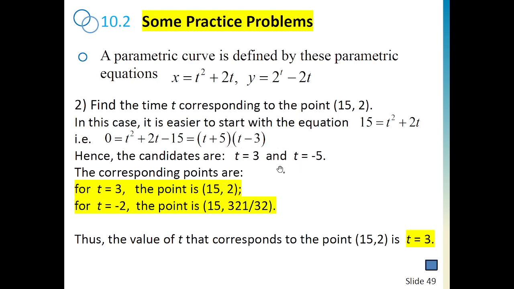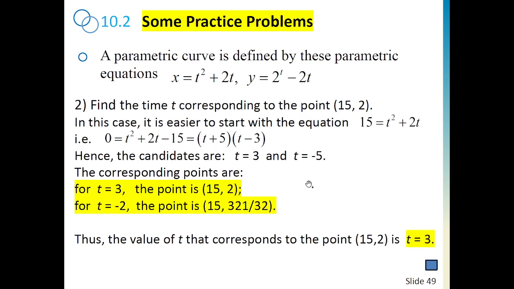So we need to check for which one of these y is equal to 2, because x in both cases for 3 and -5 is equal to 15. That's all right. But is y equal to 2? So if we plug t = 3, we will find the point (15, 2). That's the point we were looking for. And what happens at the time t = -5? Well, when we plug here, we have a point that is different from (15, 2). So in our question, we wanted the time that corresponds to the point (15, 2). Well, that time is t = 3.